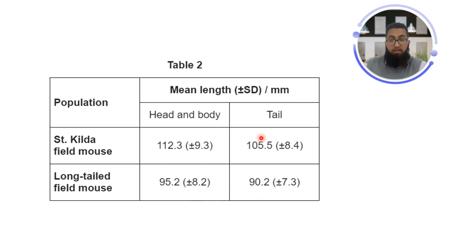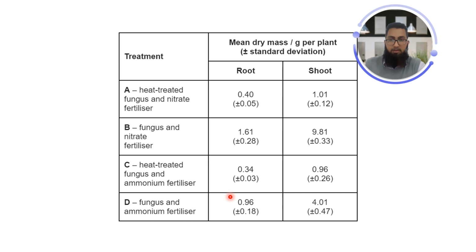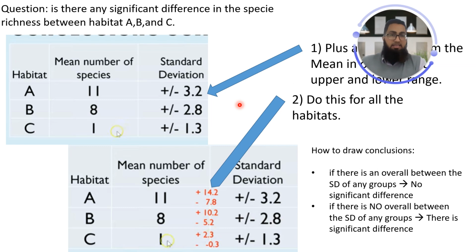Everything else applies to all of them. So you should be able to extract this information now. Another one, as you can see here, plus or minus, you should know, any number before plus or minus is the mean. Okay. The second part of standard deviation is error bars.